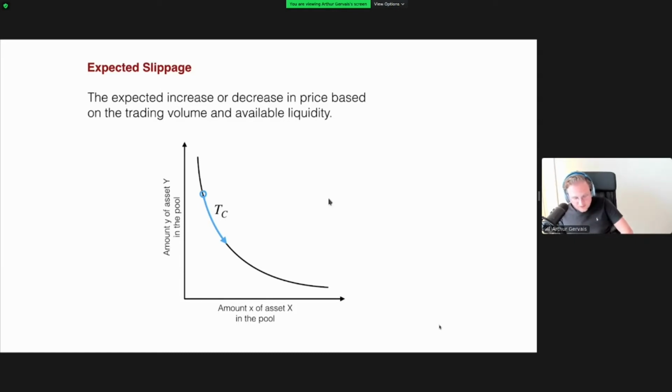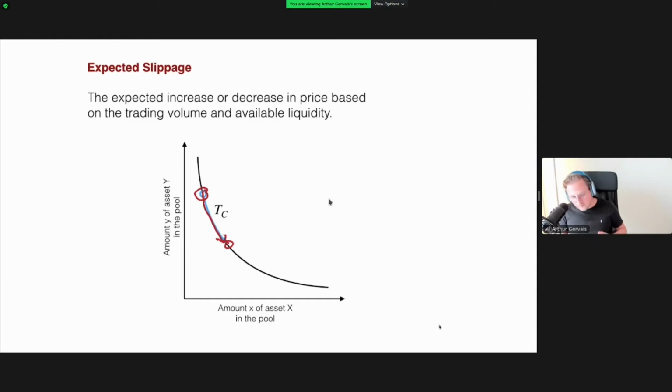There's a technical concept called the expected slippage. The expected slippage is the expected increase or decrease in price based on the trading volume and available liquidity. Sounds a bit fancy, but it's basically what we just looked at, right? You go from one state here to another state here, and because you move along this bonding curve, there's a change in price. This is basically the expected slippage. Because you know the formula of the pool, the liquidity of the pool and your input parameters, you can calculate how much slippage you're expecting.